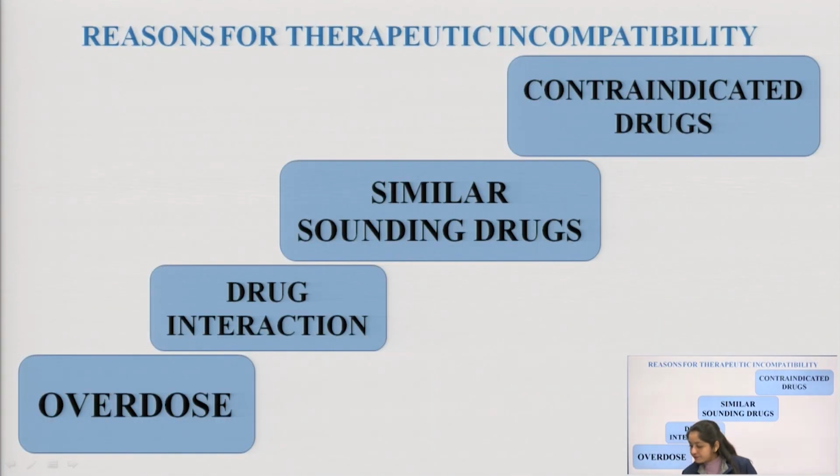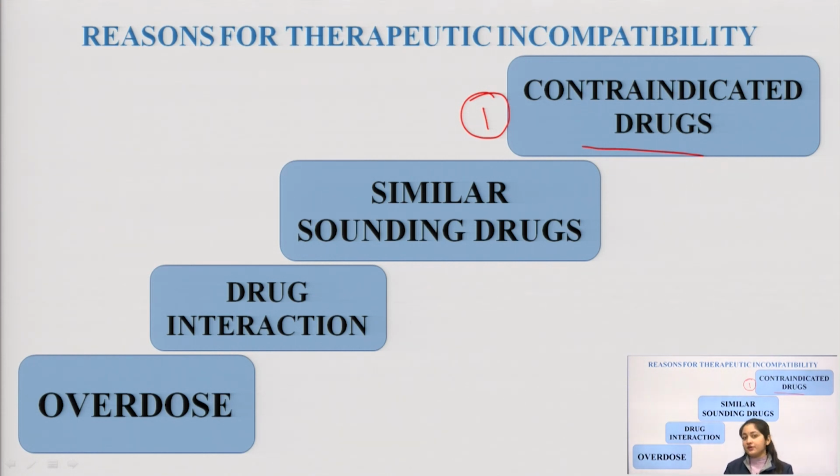Moving on, let us understand what are the reasons for therapeutic incompatibility. The reasons can be many. Here I have mentioned 4 reasons. Very first reason is the contraindicated drugs. Contraindicated drugs are those drugs which are stopped from being taken in certain important medical conditions. If such things are not kept in mind, then there can be improper mixing of the drug, which may lead to inactivity, which may lead to toxic health hazards.